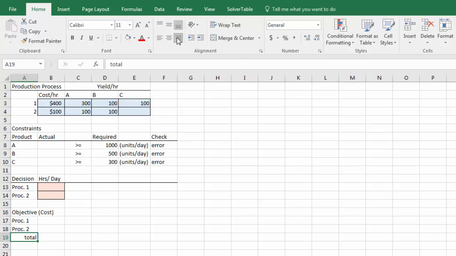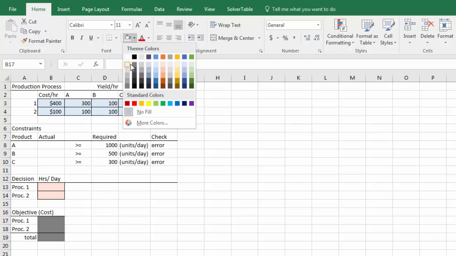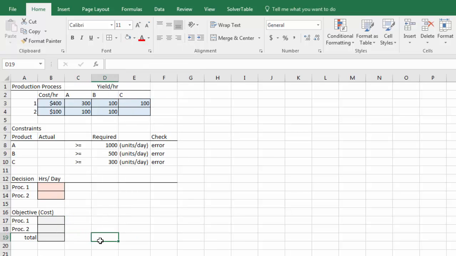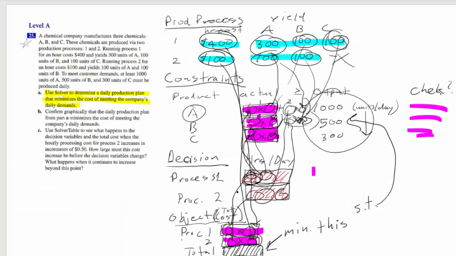Do a little formatting on this. And these are our objective. Our convention is to color them gray. Okay, and now what we have to do is relate the values in the purple cells, which are the cell reference formulas.